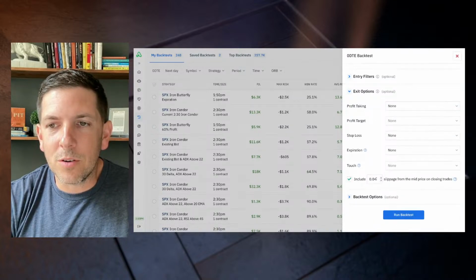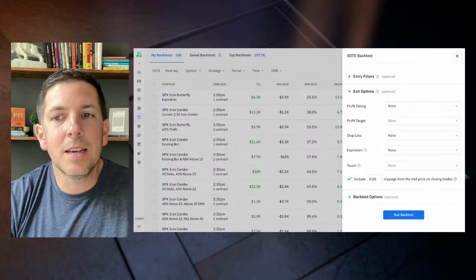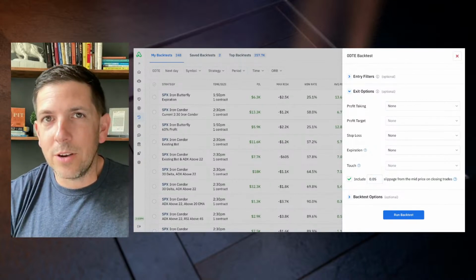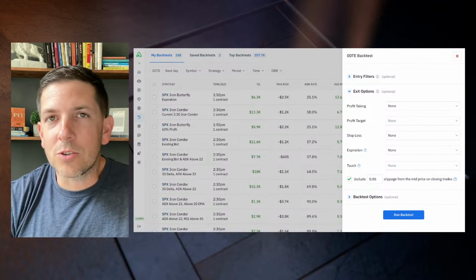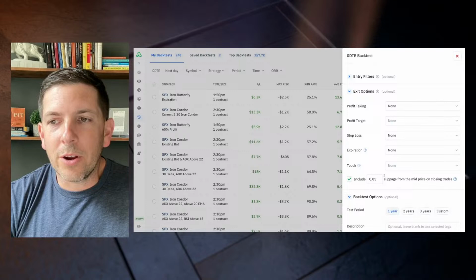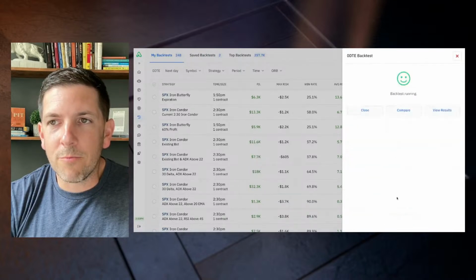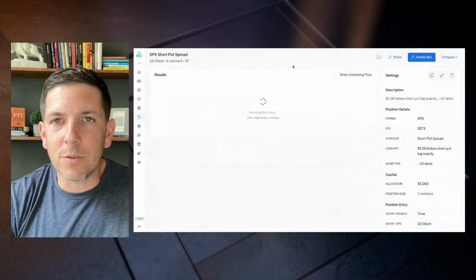And then, of course, you can include slippage on the exit. Again, I always like to include slippage on the exit. It seems like the most logical way to do it, to force you to stress test your strategies as much as possible. And then we can do as long of a period as possible for this, in this case, currently 3 years. So let's go ahead and run this backtest. We'll just go ahead and view the results.